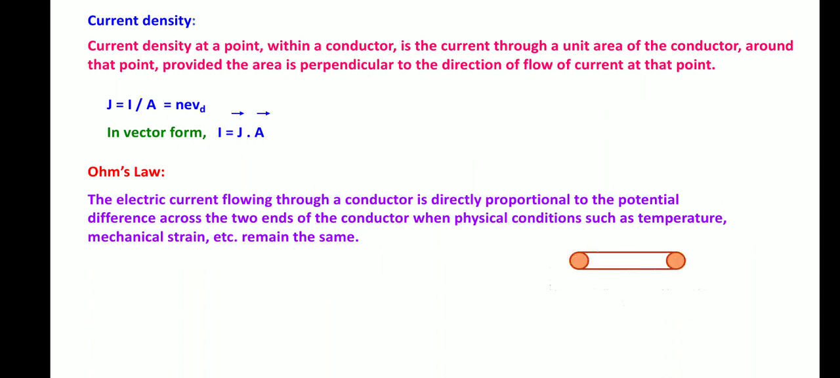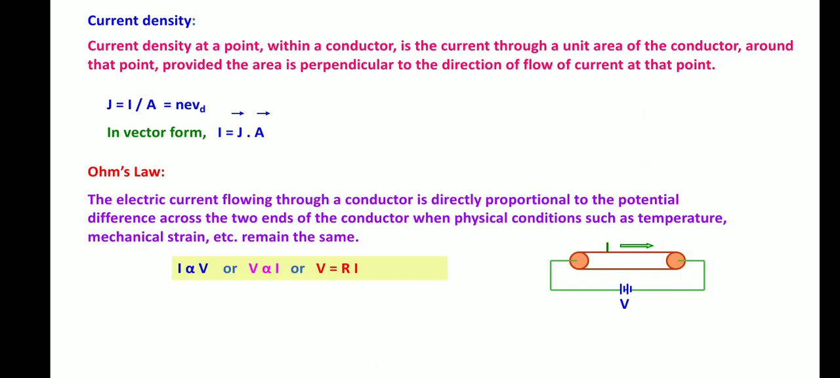Let us take a conductor and apply the potential V. Then the current flowing through the conductor will be directly proportional to the potential. That is, I is directly proportional to V, or V is directly proportional to I. Then V is equal to IR, I is equal to V by R. This is the relation of Ohm's law.